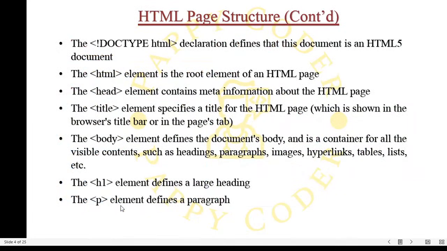Okay, moving forward, like I said, here is just a brief explanation of the structure. We have the doctype HTML, which defines that the document is an HTML document. And we have the HTML element, which is the root element of an HTML page. So that serves as the root, and it serves as the container for everything that we are going to be doing. And we have the head element, which contains the meta information about the HTML page. We have the title element, which is used to specify the title of our HTML page. And we have the body, which contains the whole content of our page.